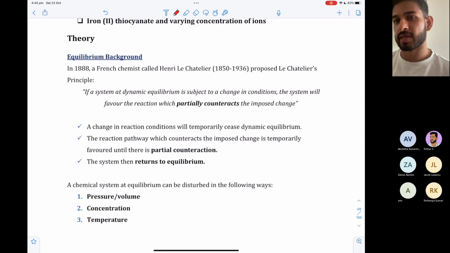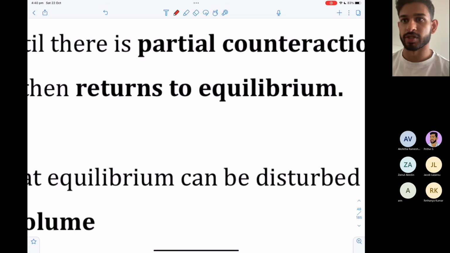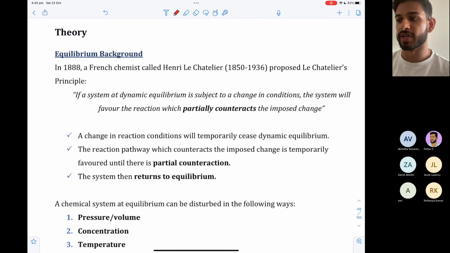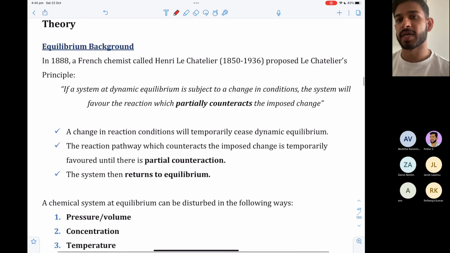The system in dynamic equilibrium, subject to a change in conditions, will partially counteract the change. It'll form a new equilibrium position. It'll return to equilibrium eventually. Good. Any questions about the definition?